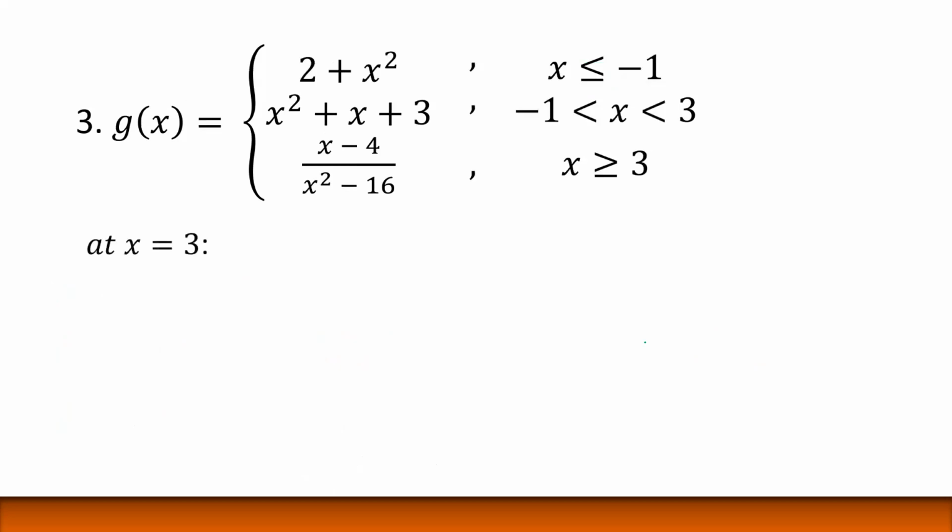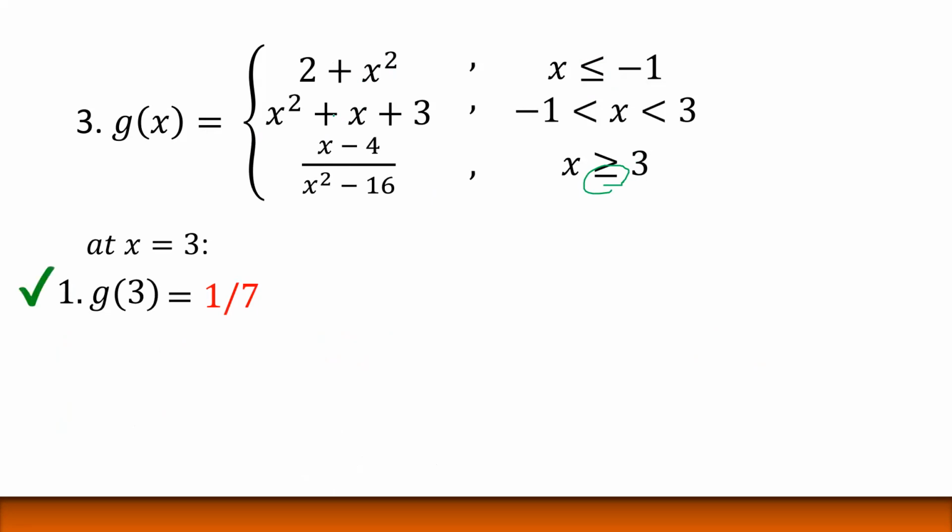What about the next point? No? Next possible point of discontinuity is x equals 3. Unahin natin yung first condition, g of 3. San yun? Ito, dito yung equality. So we'll be making use of this function. So replacing our x by 3, we have 3 minus 4 over 3 squared minus 16. So that's negative 1 over negative 7. So that's positive 1 over 7.